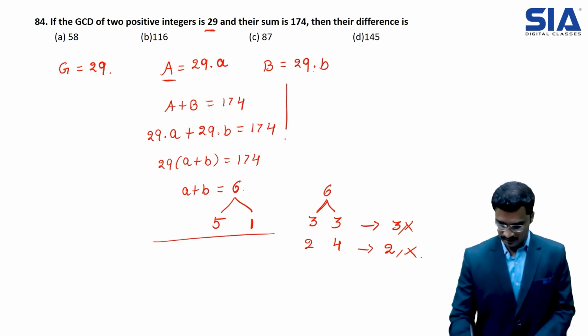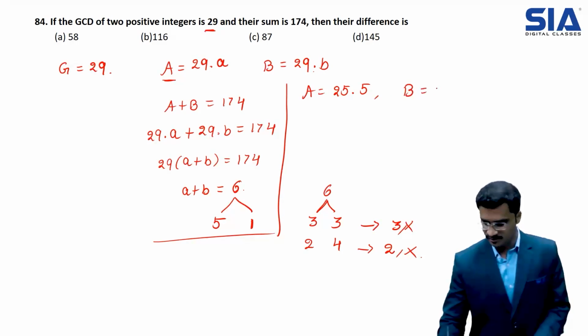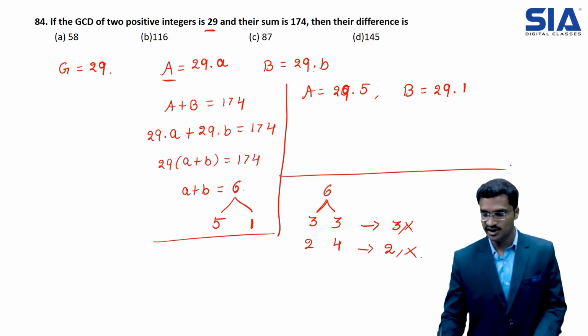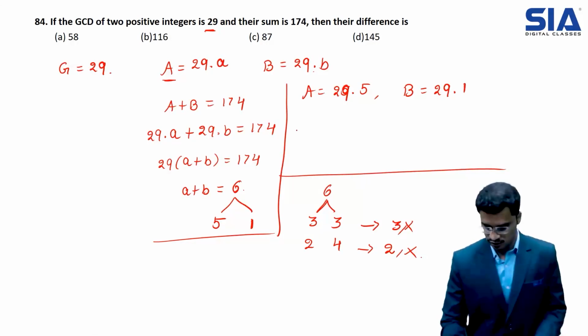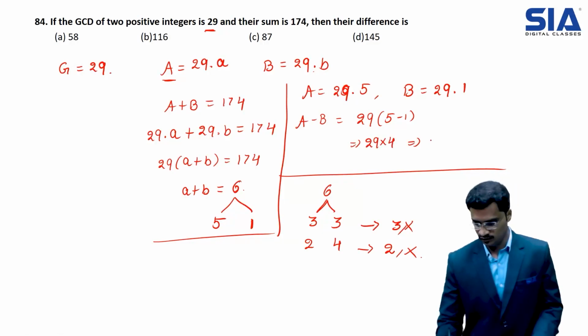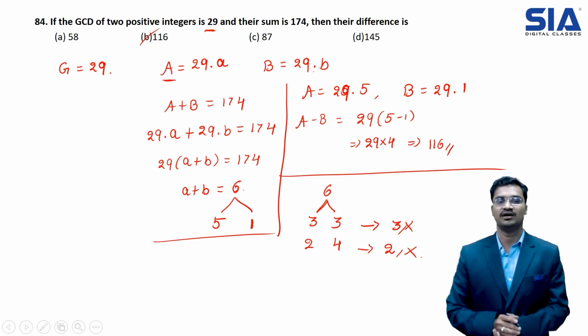So our numbers are A is 29 into 5, and the number B is 29 into 1. In our question, he asked for the difference. So A minus B is 29 into (5 minus 1), which is 29 into 4. 29 fours are 116. So the difference of both of these numbers is 116.